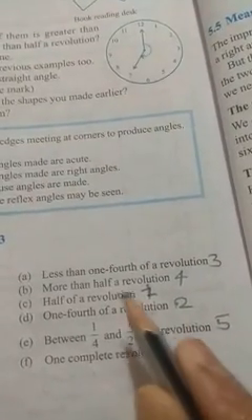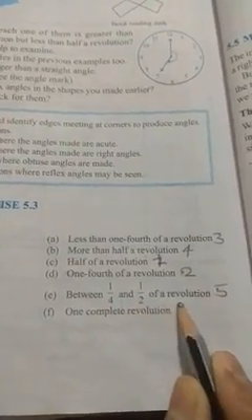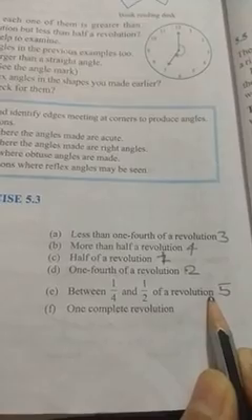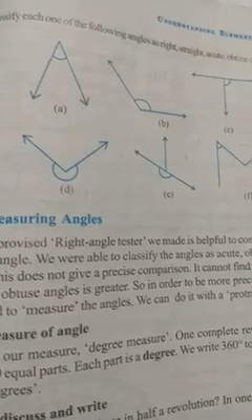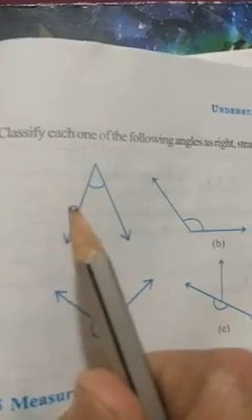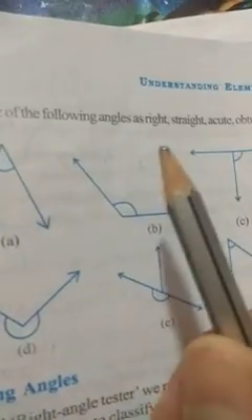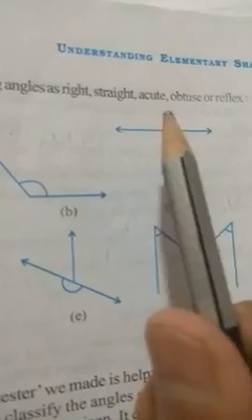An obtuse angle is more than one-fourth and less than half of a revolution. And a reflex angle is more than half of a revolution. So like this you have to match the angles. Move to question number 2. Classify each one of the following angles as right, straight, acute, obtuse or reflex angles.